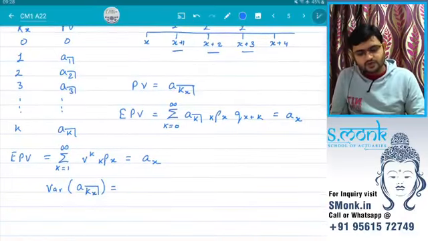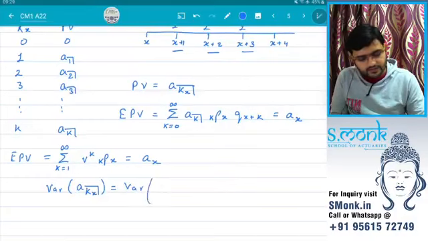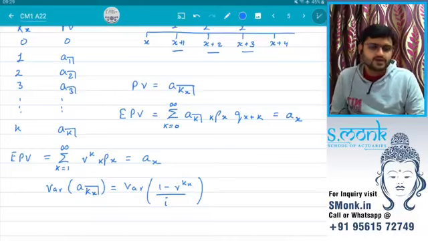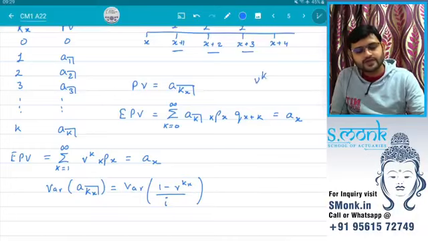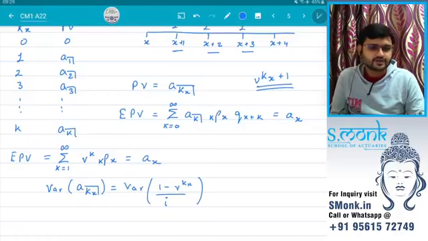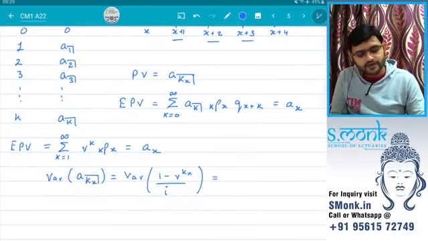So the variance of this present value would give me (1 minus v raised to kx) upon i. Now unfortunately we do not have anything in terms of v raised to kx. So what we'll do is make it into v raised to kx plus 1, because again this is our whole life assurance present value. We know this, we don't know what v raised to k is. So what we'll do is multiply and divide both numerator and denominator by v.